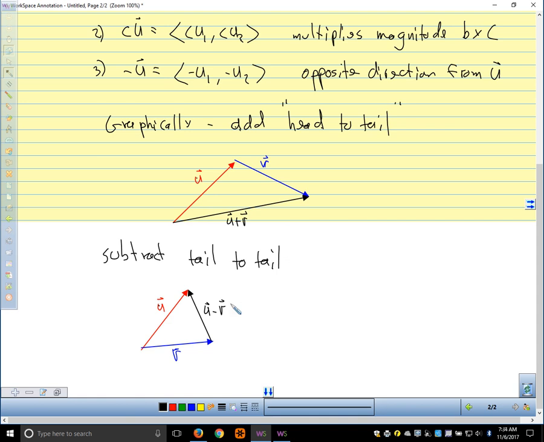Properties with sums and differences and scalar multiples are exactly like you would expect from properties of real numbers. You can group your vectors any way you like. So you have associativity, you have commutativity. You can move things around. So I'm not going to list all the properties. They're exactly what you would expect from the properties of real numbers. All right. The length or magnitude.